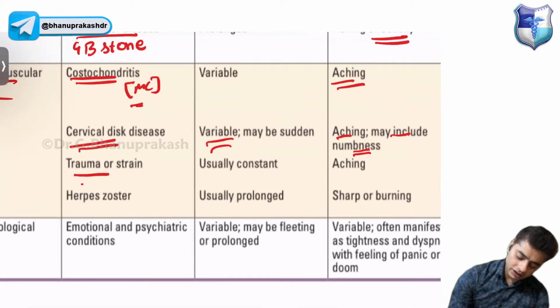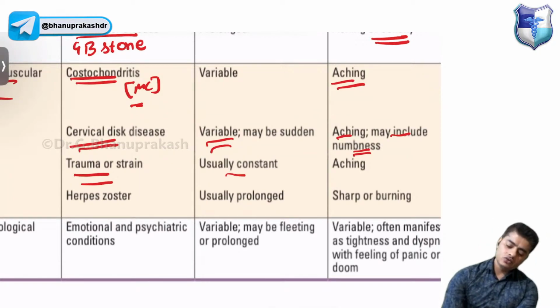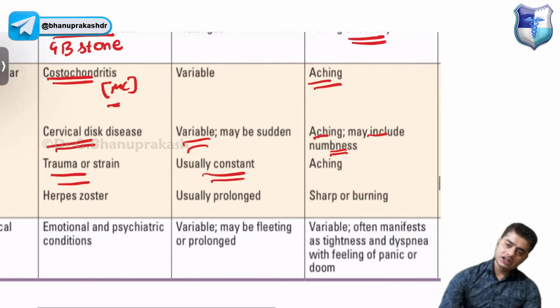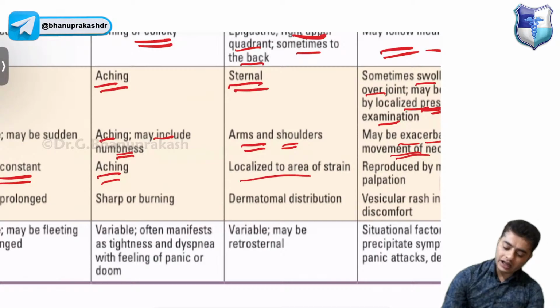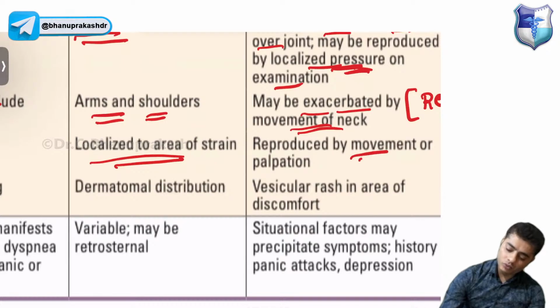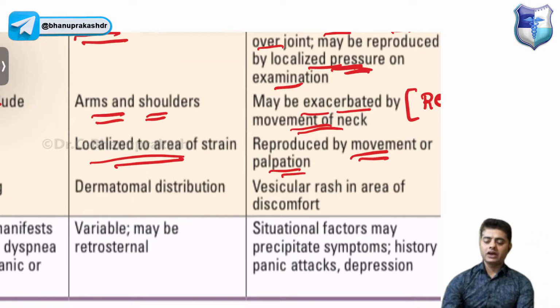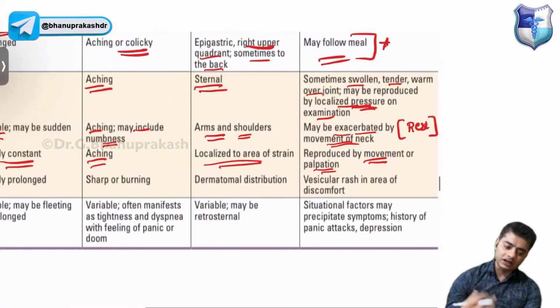Other is any trauma to the chest or any kind of strain over the chest. Now, these kinds of pain are usually constant because they will remain until the trauma heals. It is an aching kind. It is localized to the area of trauma. It can't radiate and it is reproduced by movement or palpation. What I've said, if any costochondritis pain, any trauma pain, when you touch, you will get that pain again. So you can reproduce that pain.